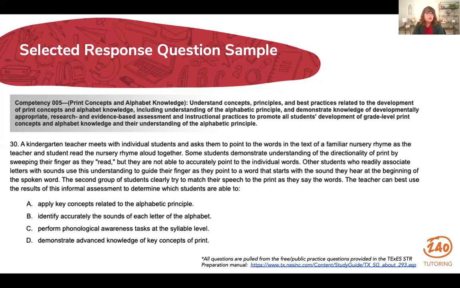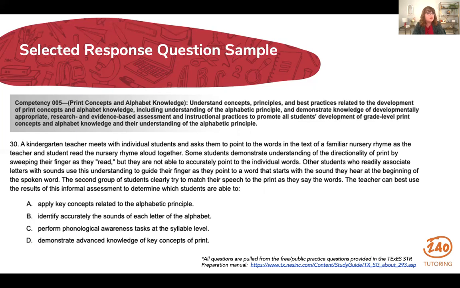Some students demonstrate understanding of the directionality of print by sweeping their finger as they read, but they are not able to accurately point to the individual words. Other students who readily associate letters with sounds use this understanding to guide their finger as they point to a word that starts with the sound they hear at the beginning of the spoken word. The second group of students clearly try to match their speech to the print as they say the words.